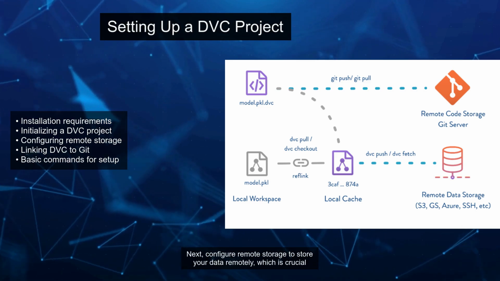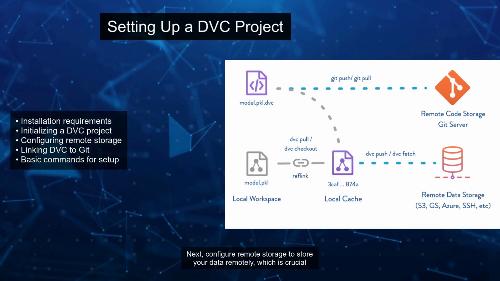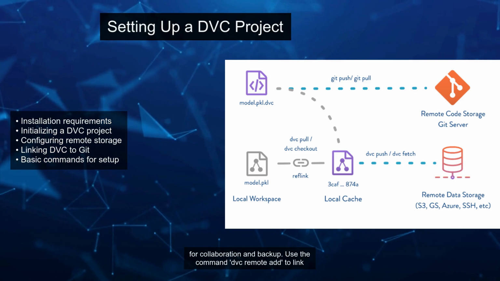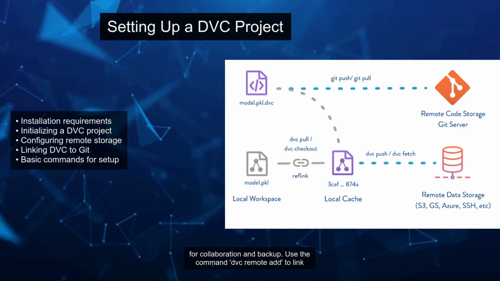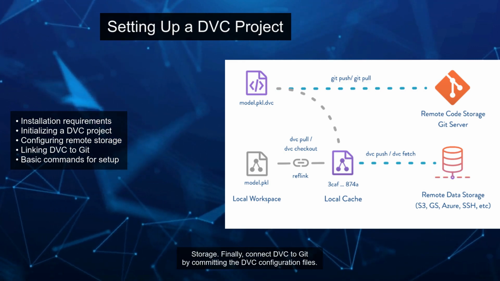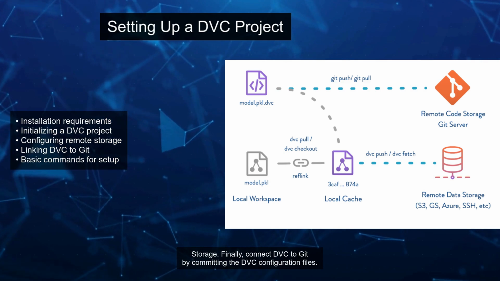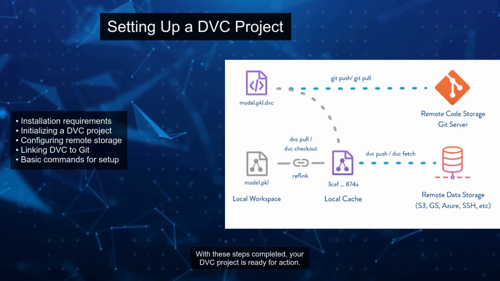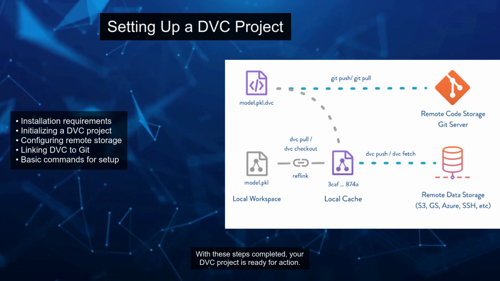Next, configure remote storage to store your data remotely, which is crucial for collaboration and backup. Use the command dvc remote add to link your project with cloud storage services like AWS S3 or Google Cloud Storage. Finally, connect DVC to Git by committing the DVC configuration files. With these steps completed, your DVC project is ready for action.